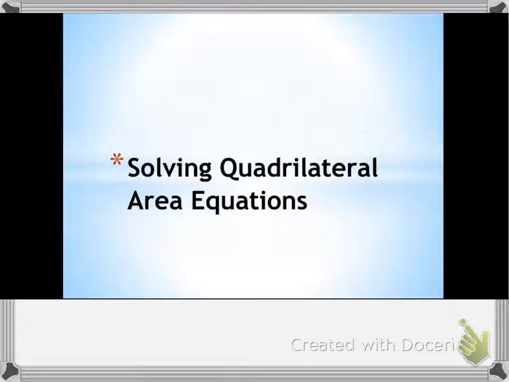Today you're going to be solving quadrilateral area equations. So you'll be using the area of quadrilateral equation and substituting in the information that's given to you in a word problem in order to find a missing value. We've done several of these types of problems already using different formulas.